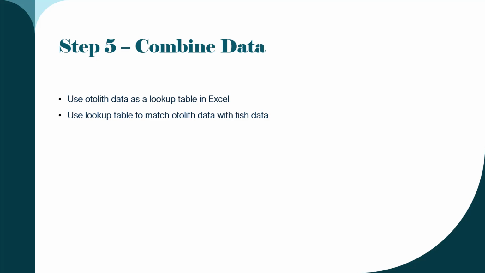And so we're going to use the otolith data that we just collected in ImageJ as a lookup table in Excel. And then once we have that lookup table, we can just look up the proper values for each fish, and that's how we're going to merge them together.